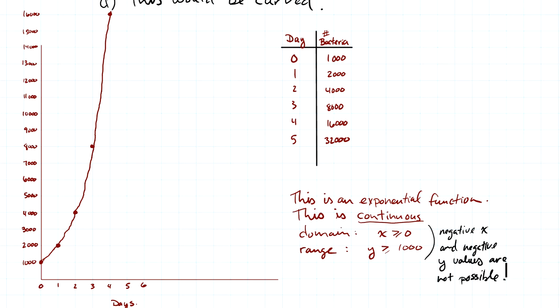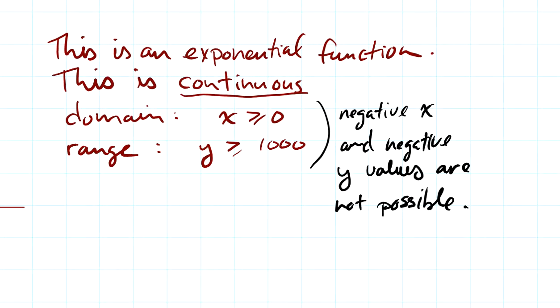My domain are all values of x that are greater than 0. So as long as x is positive, I think this makes sense. And my y values are those numbers that are greater than 1,000 because I started with 1,000 bacteria at day 0. So those are the two restrictions that I put on the domain and the range. What else did I write down here? I said negative x and negative y values are not possible. Well, that's the same thing as saying that x's are greater than or equal to 0 and y's are greater than 1,000.